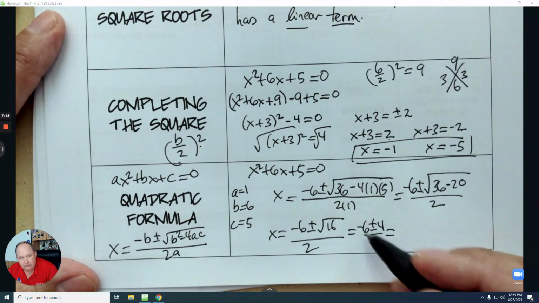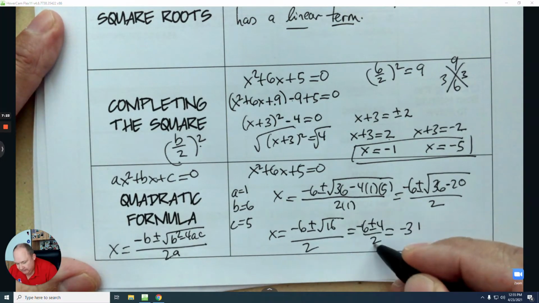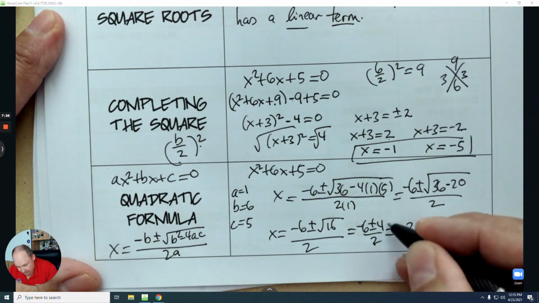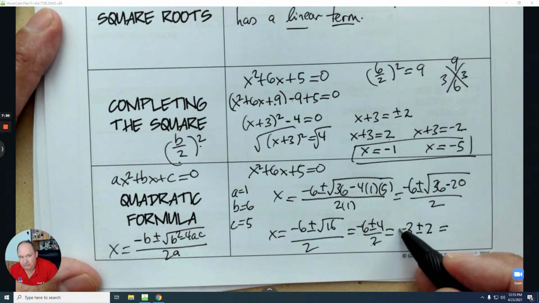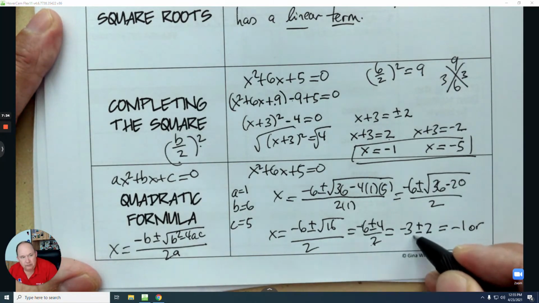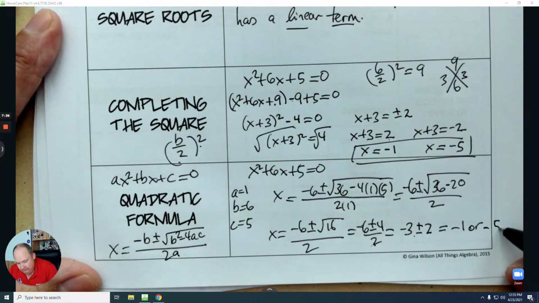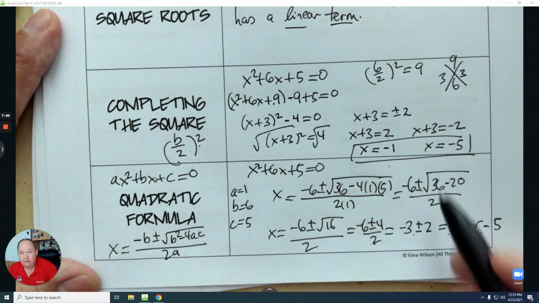So 2 goes into both evenly, so we could really write this as 6 divided by 2 is 3, and 4 divided by 2 is 2. So negative 3 plus 2, negative 3 subtract 2, and you have your two answers. So notice you're getting negative 1, negative 5 each time.